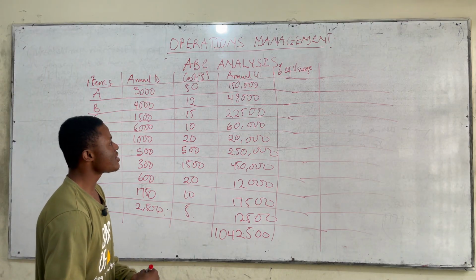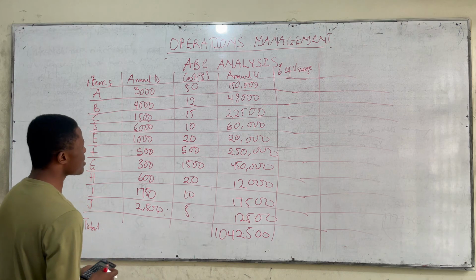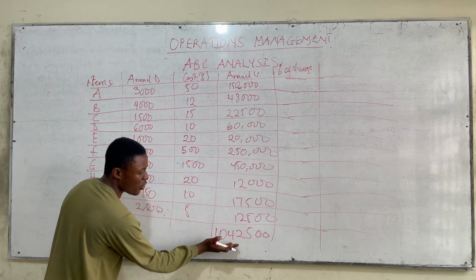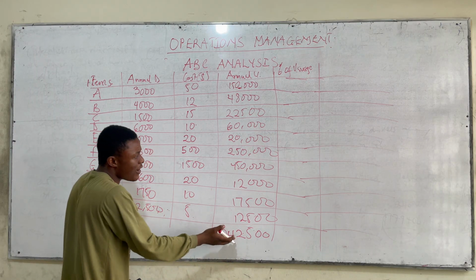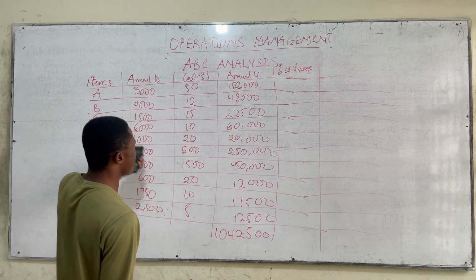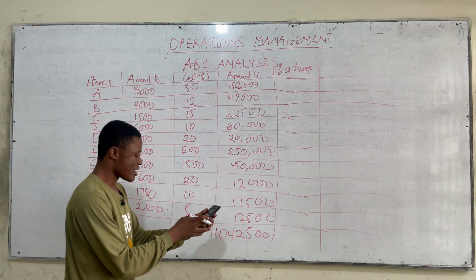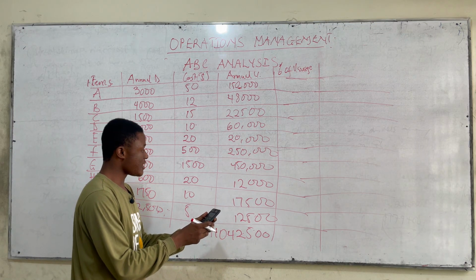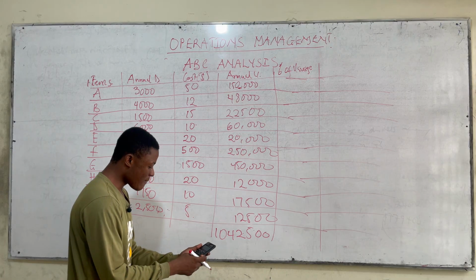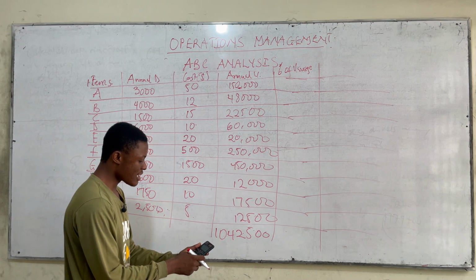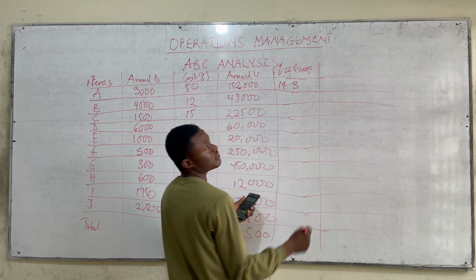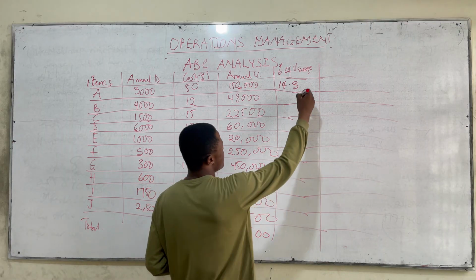So to find the percentage usage for item A, you must take note that it is your annual value for item A divided by the total annual value of the items added together. We multiply it by 100. So here, for item A, it is 150,000 divided by 1,042,500, and then you multiply it by 100. You are going to get a figure of 14.38. But if you round to 2 decimal places, you are getting 14.39.